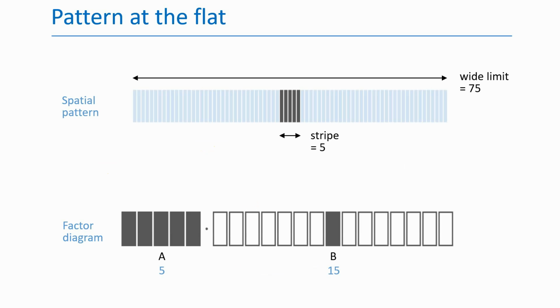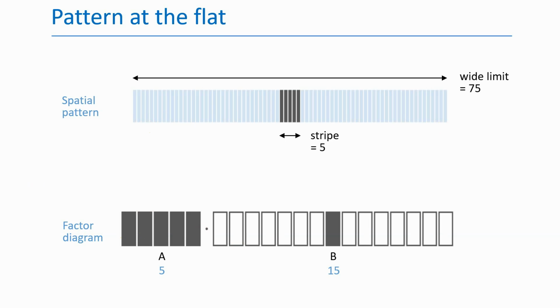Let's assume that we're given the starting pattern at the flat. Here's an example which we'll use in this lecture. The stripe is 5 patches wide, and the wide limit is 75 patches wide. In terms of factors, we have a plenary factor, size 5, and a singular factor, size 15.